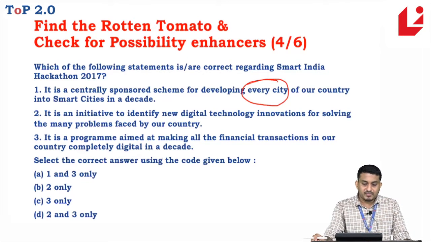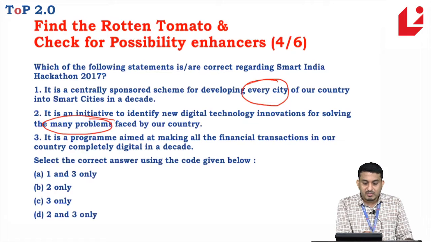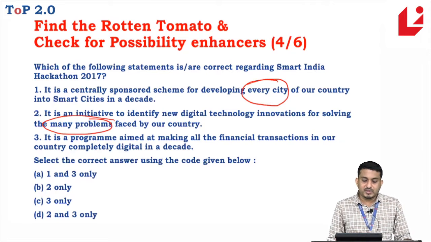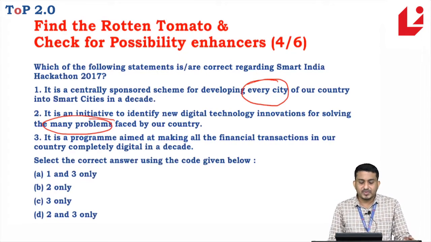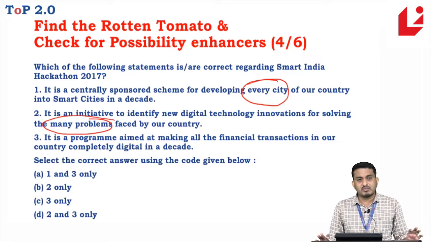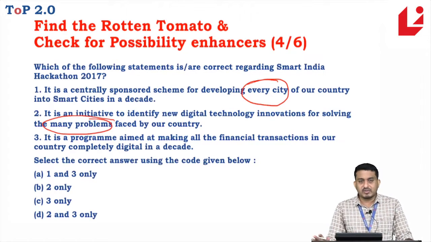Now second statement. It is an initiative to identify new digital technology innovations for solving the many problems faced by our country. So it is many problems. It is not all problems, many problems. So there is some possibility. So in the first reading, the statement seems okay. Now you leave that particular statement. Now come to statement 3.